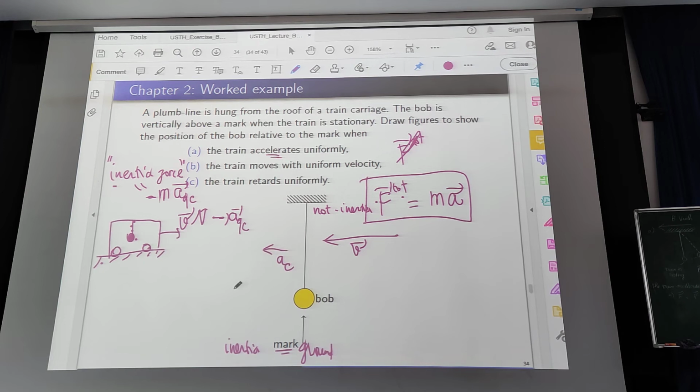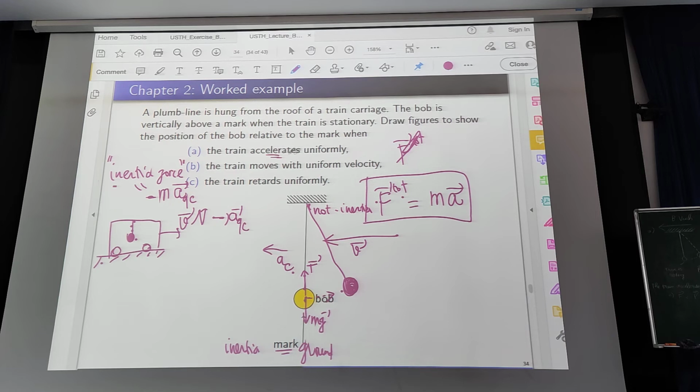Because a is like this, for the forces acting, initially you have the weight, the gravitational force, and the tension. They are balanced at the beginning. But when the train is moving with the acceleration a, then the ball is pushed back by the inertial force, making the ball move to the right. It moves to the right until a new position.